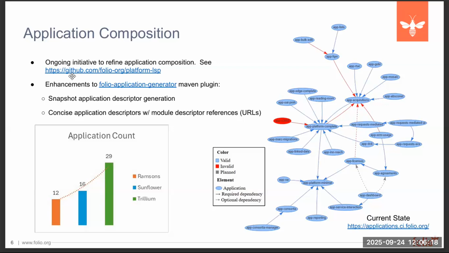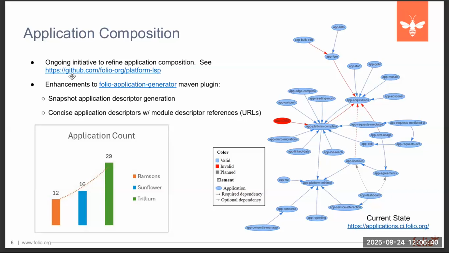So on the right-hand side, we have this somewhat complex diagram. I won't cover it in a lot of detail. It's generated by this tool. You can see the link in the bottom right here. It's a dynamically generated thing based on some JSON in GitHub, and it shows all the applications and their dependencies between them.